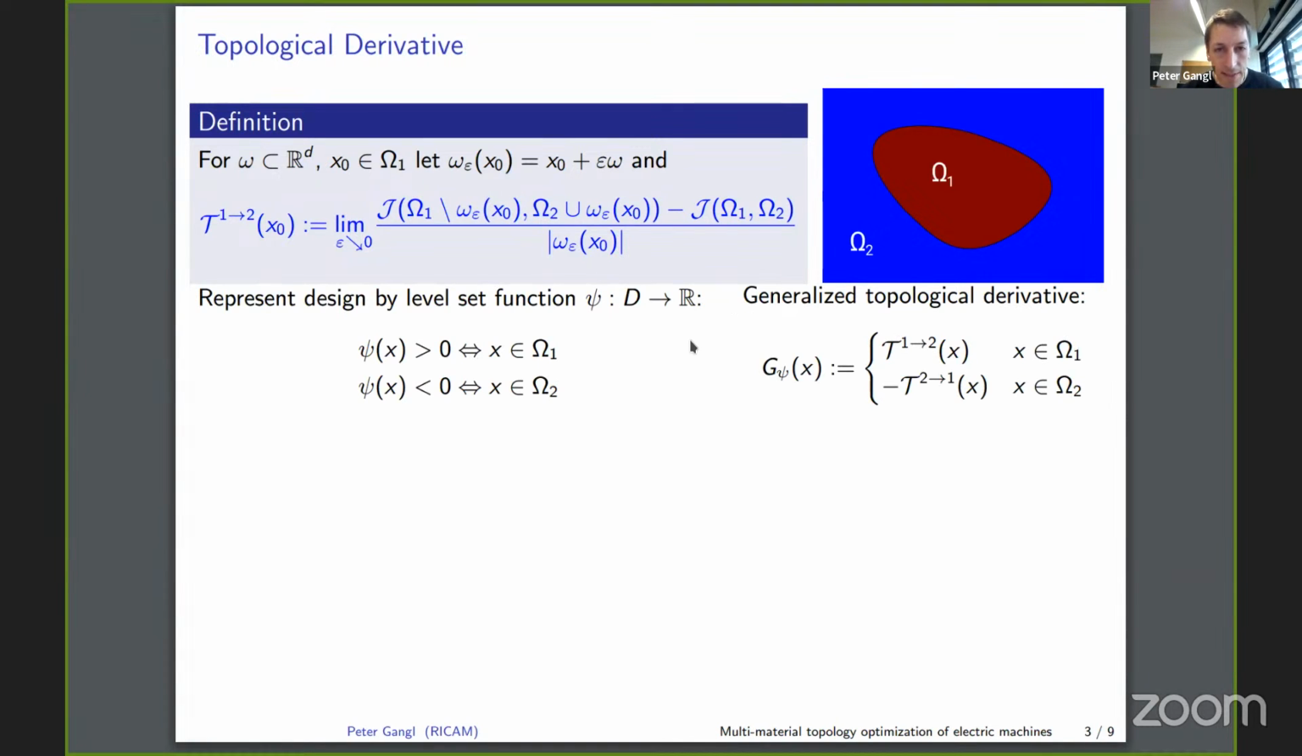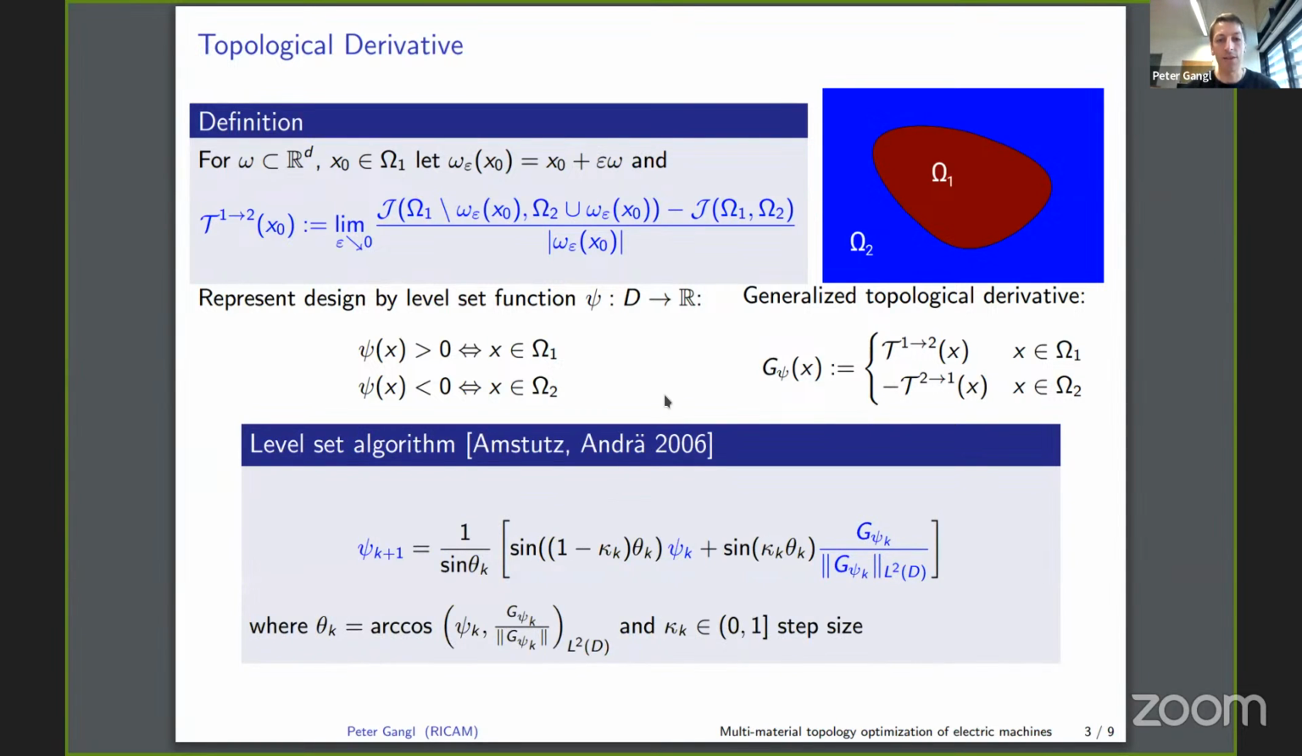Okay, and we want to do optimization by means of a level set algorithm. It's, I think, the same algorithm that Augusto used in the previous talk. It was introduced by Samuel Amstutz and co-worker in 2006. And the idea is, very briefly, to represent a design consisting of 2 materials by means of a scalar level set function psi that maps from your computational domain D into the real numbers. And whenever psi is positive, you're in one domain. Whenever psi is negative, you're in the other domain.